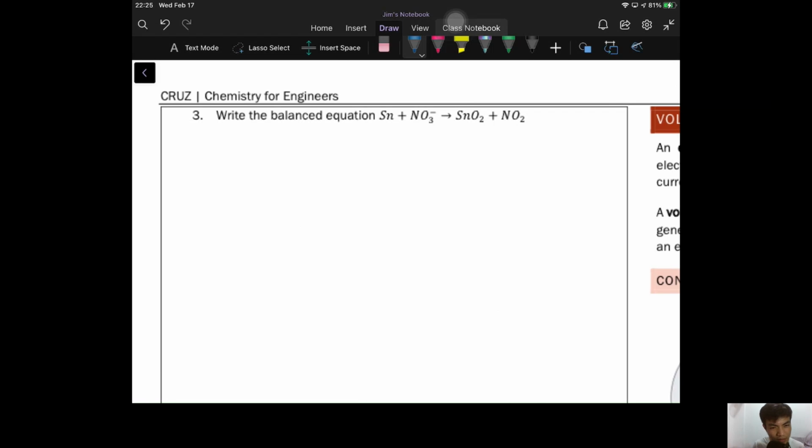Mabilis lang to ha. Asynchronous naman, so pwede nyo balikan. Okay. So, next one, we have the tin 2 plus nitrate ion producing tin 4 oxide and nitrogen dioxide. Okay. So, let's balance this equation. Again, you separate the two equations. Separate mo yung tin. Then, separate mo yung nitrate ion.